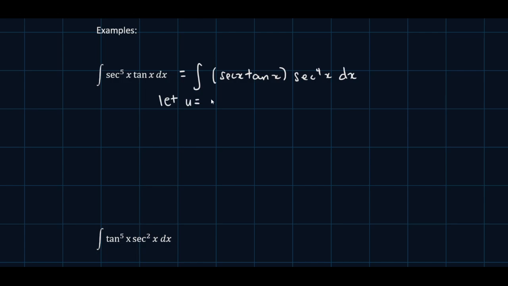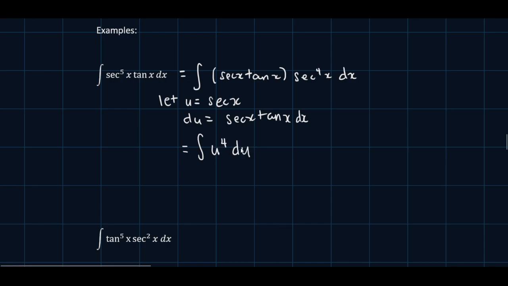Let u be equal to secant x. It would follow that du is equal to secant x tangent x dx. So we are now able to rewrite this as the integral ng u to the fourth du. Applying the power rule, this is u to the fifth over 5 plus c. And then we just rewrite it in terms of x.